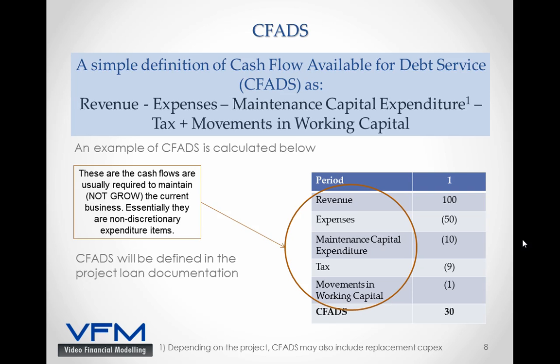So CFADS will always be defined in the project loan documentation, so always look in things like the facilities agreement, or sometimes they're called credit agreements, etc., to find out what the actual definition of CFADS is. Okay, and don't worry if you don't get all this the first time. When we're actually building the complex Greenfield toll road model, we will go through this CFADS in detail, and it will be drummed into you.